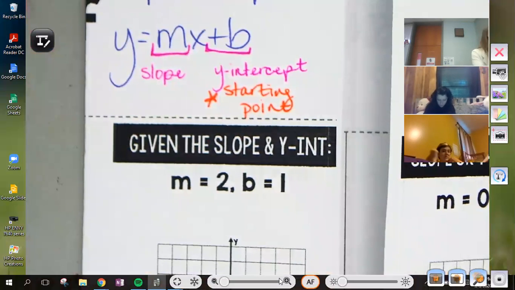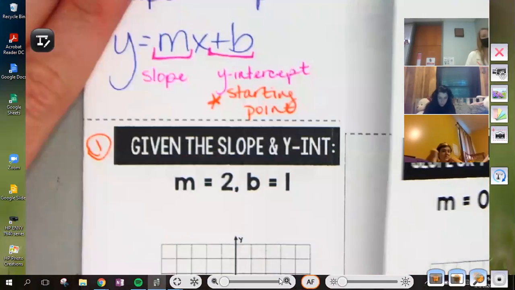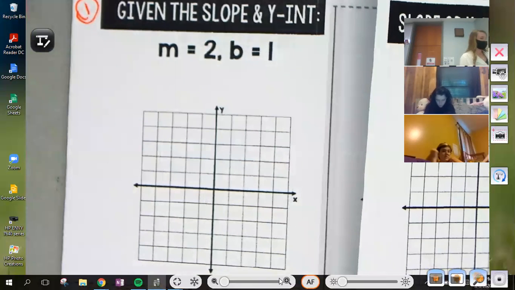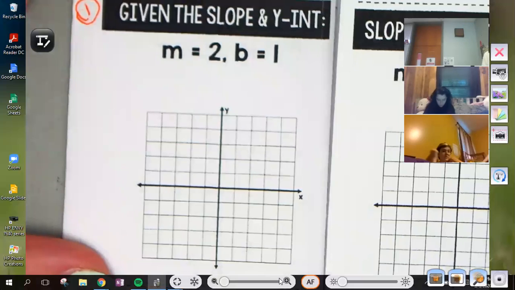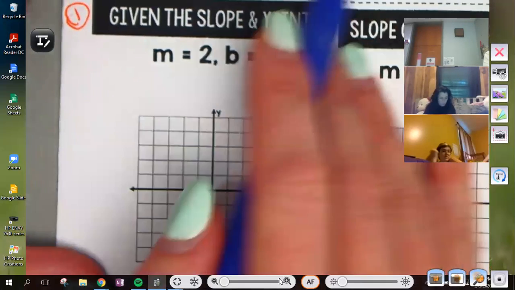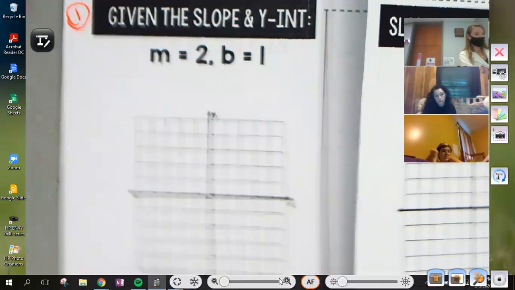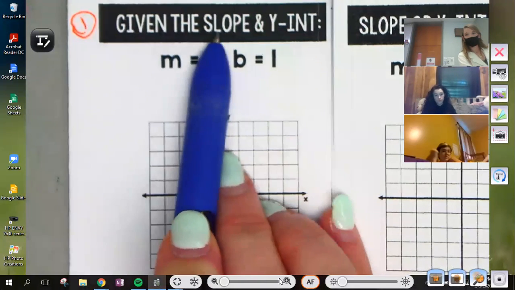Okay, so let's look at these examples. So this is example 1. This is going to be the most basic. It tells me my information straight up. For those of y'all that are at home and you want to title your notes, title this section, given the slope and y-intercept.